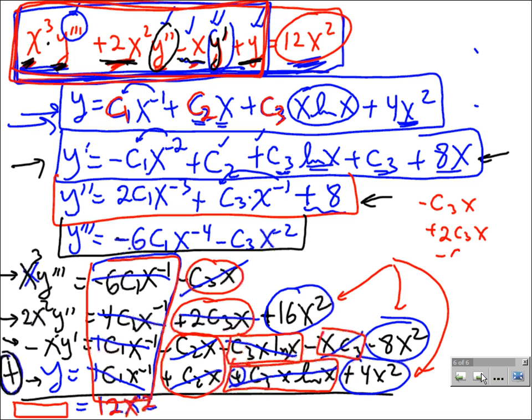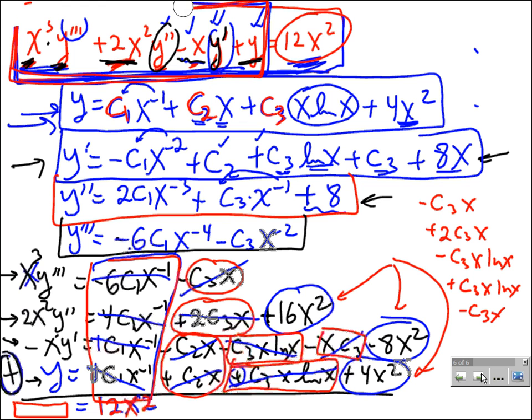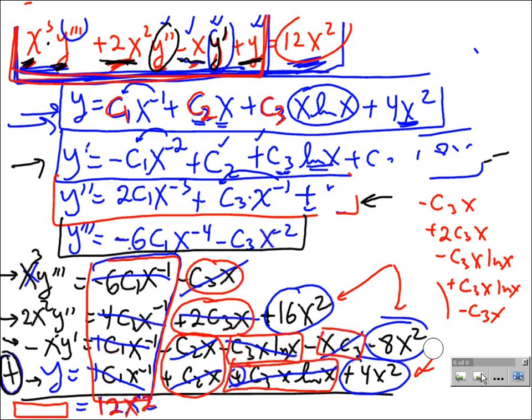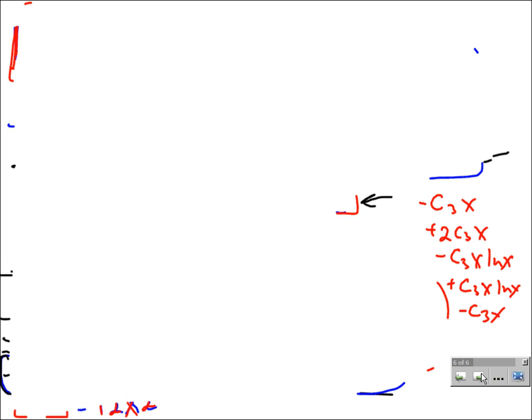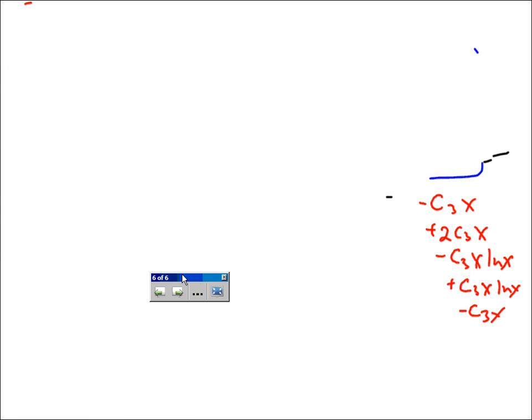Now, what I'm getting at is, if you had C3x and you add 2C3x and you take away C3x ln of x, and then you add back C3x ln of x, and then you took away another C3x, this is going to be 0 no matter what C3 is. That sum is always going to be 0 because these 3 terms are going to add up to 0.